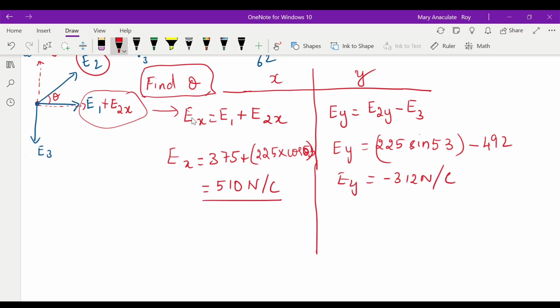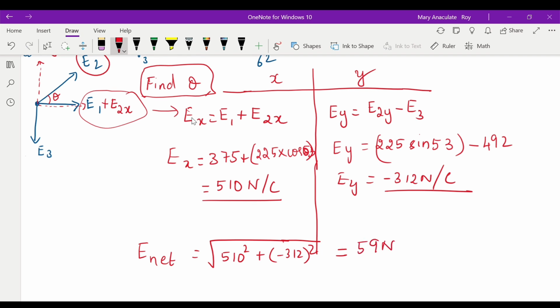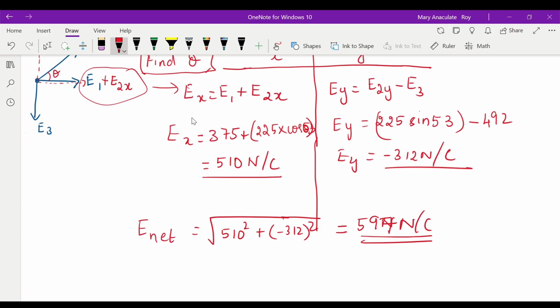So we got Ex and Ey. The next step is what? To find E net, or the total electric field. The formula is the square root of Ex squared plus Ey squared, which is 510 squared plus negative 312 squared. You should be getting 597 as the answer. 597 Newton per Coulomb. Okay, now this is the magnitude.